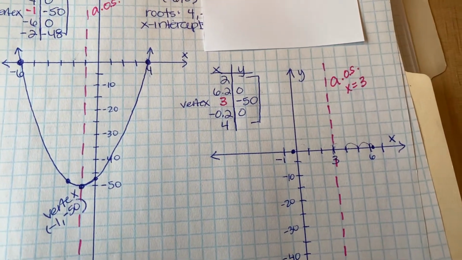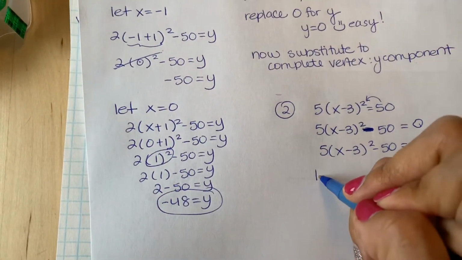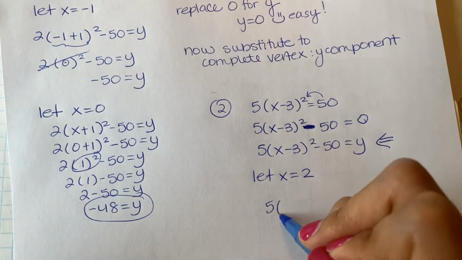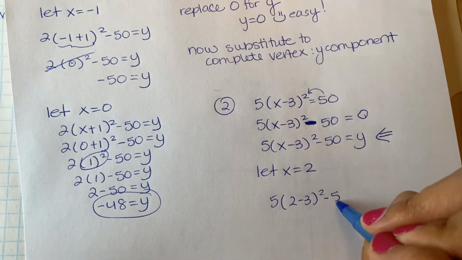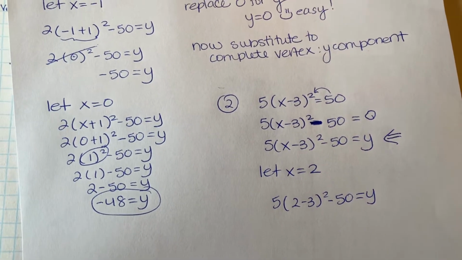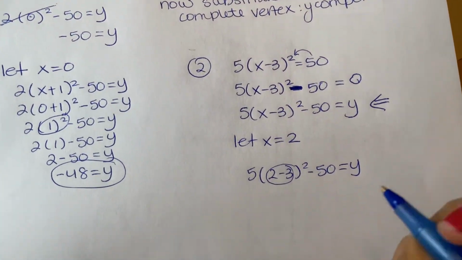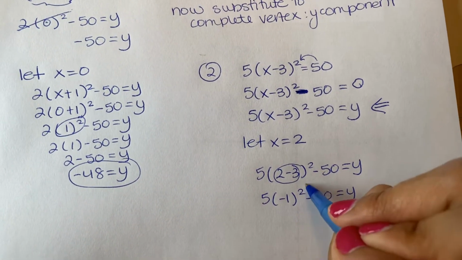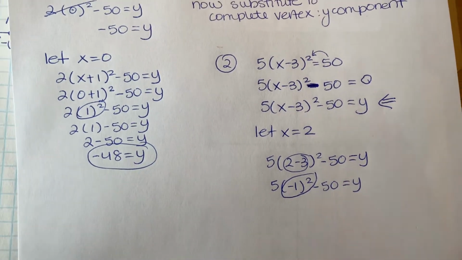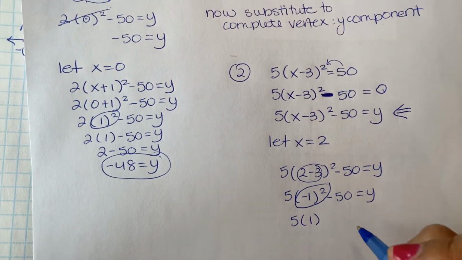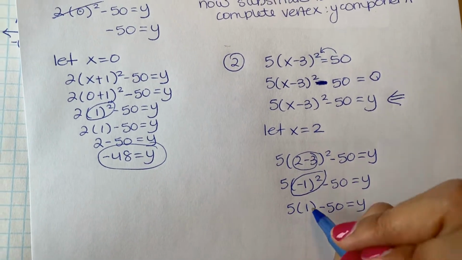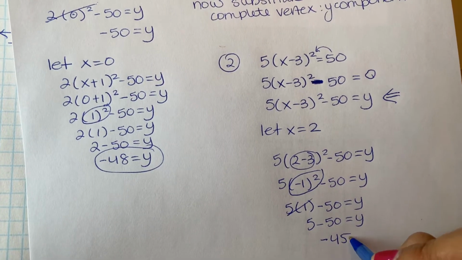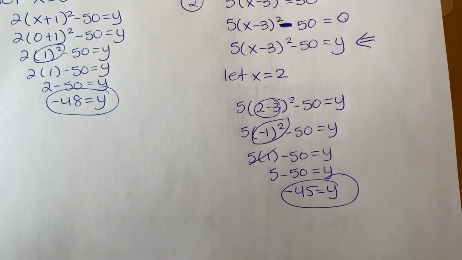Okay, so come back and we'll substitute the 2. So we're going to let x equal 2, and we're going to substitute it into this quadratic. So 5, 2 minus 3 squared minus 50 is equal to y. All right, take this parenthesis first. 5, -1 squared minus 50 equal y. Take this square first. 5, 1 minus 50 is equal to y. 5 minus 50 is equal to y, and I get -45 is my output value.